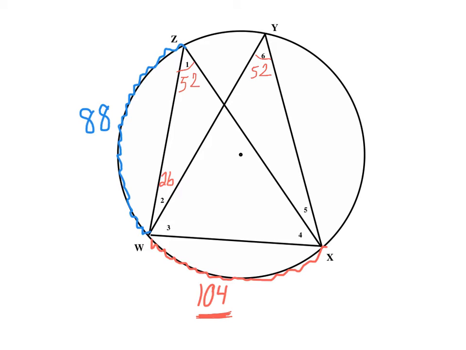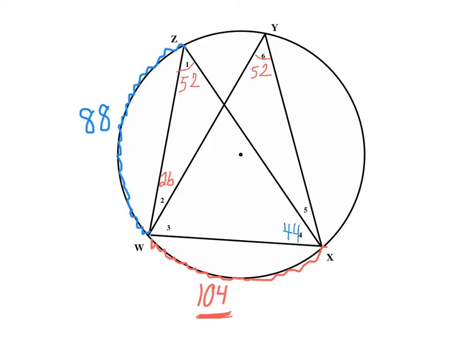Next piece of information I want to use is the 88. All right, do I have any inscribed angles that open up to this arc? It looks like this angle over here, angle X, or number 4, opens up to that arc. So I know that that angle is going to be half 88, which is going to give me 44.